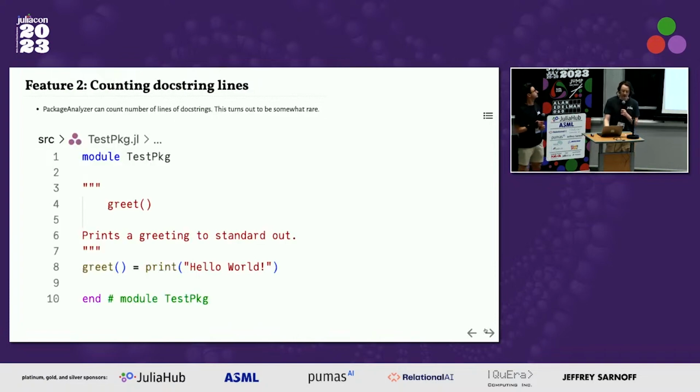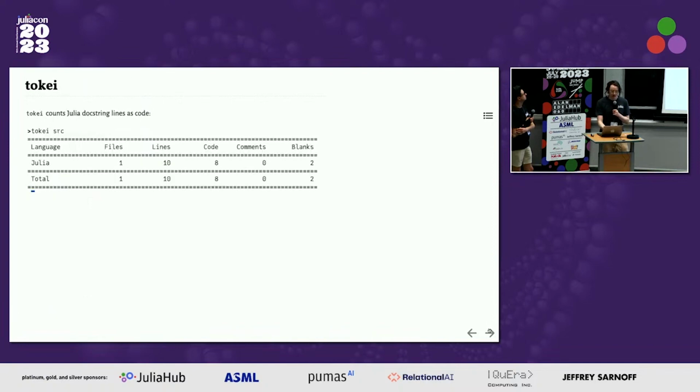Another new feature is that it can count lines of doc strings. So here is a very, very simple example, my test package. You can see I've got this function greet, which is generated by pkg.generate, but I added a doc string. And so we're going to see first why we wanted to implement this feature ourselves in Julia, which is that other standard tools do not tend to work correctly.